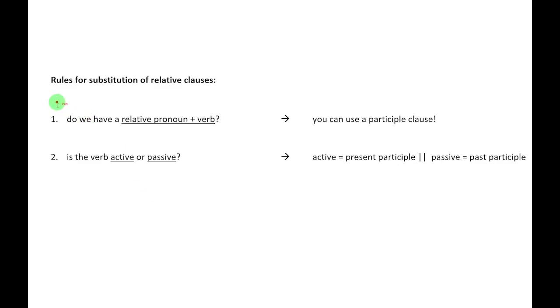So in conclusion, you have to ask yourself two questions. One, do we have a relative pronoun plus verb? Then yes, you can use a participle clause instead. And question two is the verb active or passive? Because when it's active, you have to use a present participle clause, and when it's passive, you have to use a past participle clause. That's basically it.